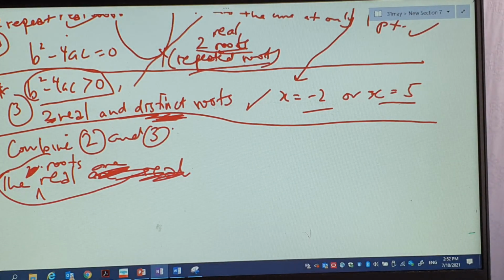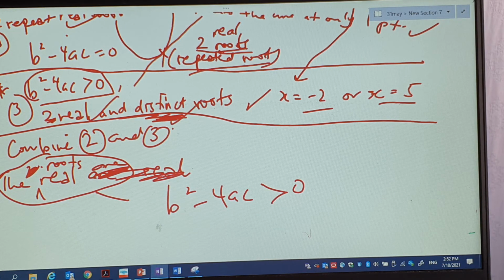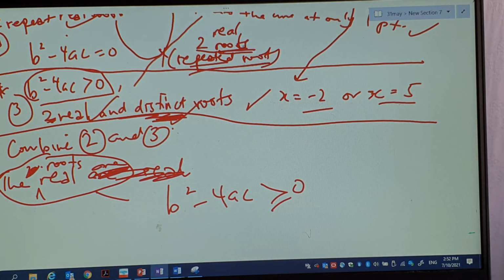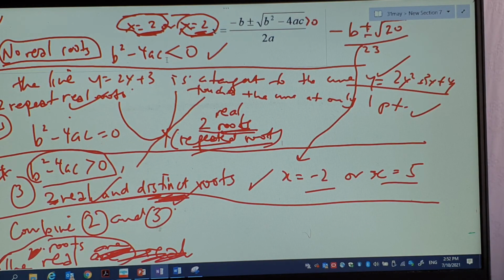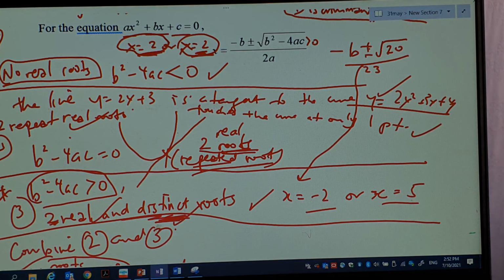Or they can say 2 real roots. When it's 2 real roots, it can be, ladies and gentlemen, greater than 0, which is this case, 2 real and different roots. Or it can be equal to 0, because it can also be 2 equal roots. The roots are repeated. Repeated means what? It can be like x equals 2, x equals 2. Okay? So I hope we are clear.